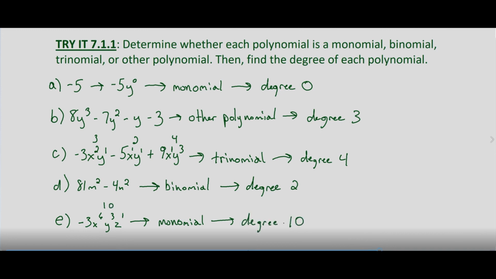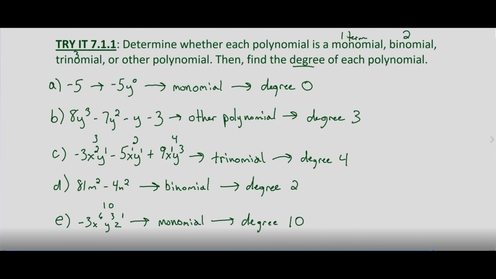So again, to classify as a monomial, binomial, or trinomial, monomial just means there's one term, and the degree is the sum of all exponents on the variables. Binomial means 2 terms, trinomial is 3 terms. Other polynomial would be anything greater than that. And then to find the degree for a monomial, you just add the exponents on the variables.